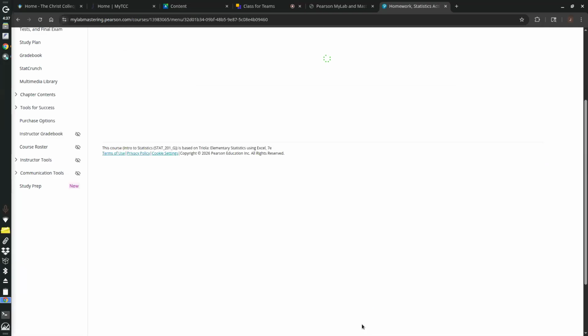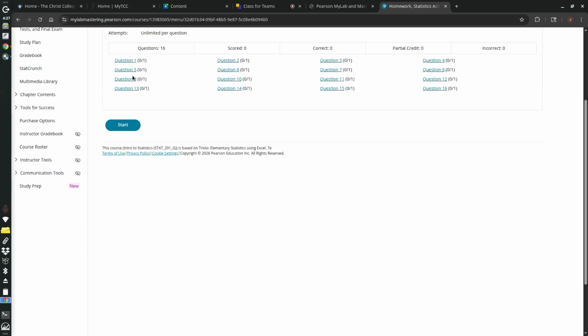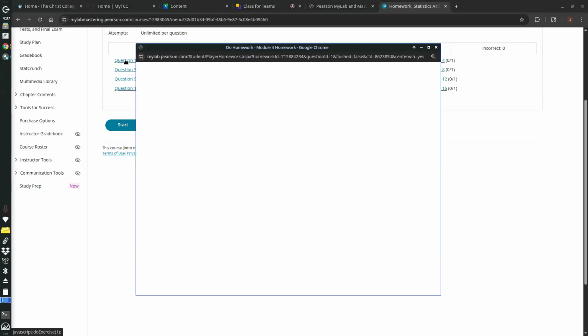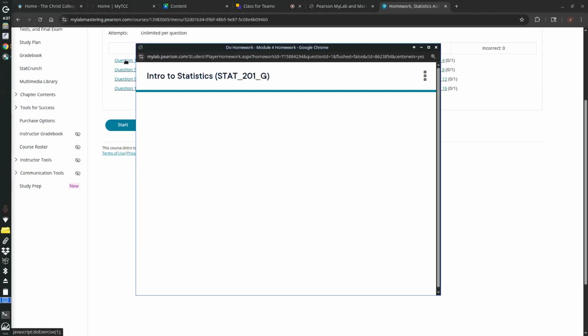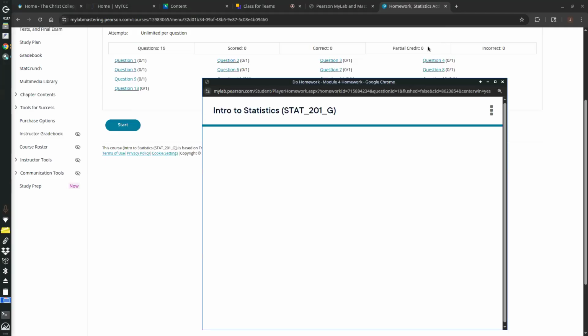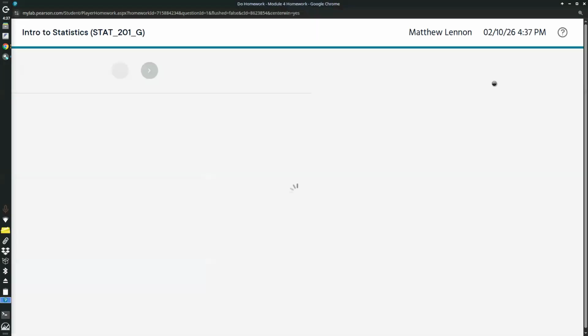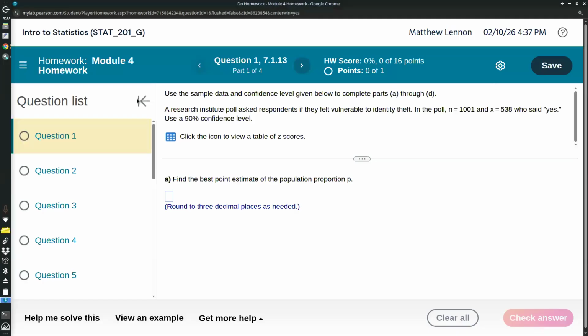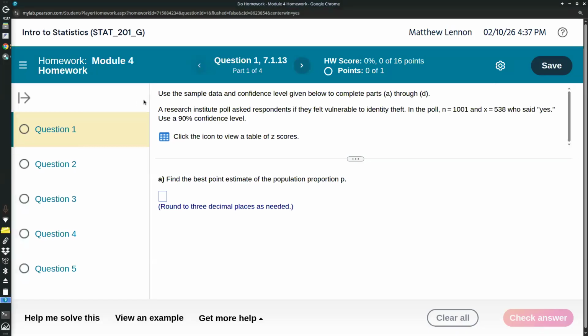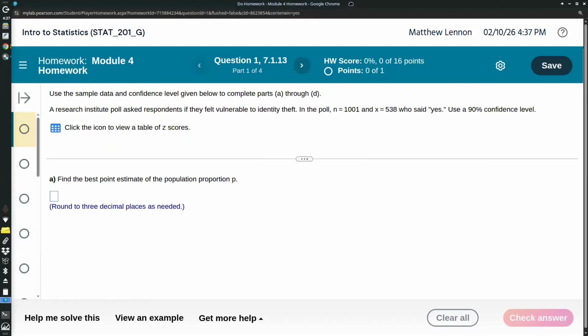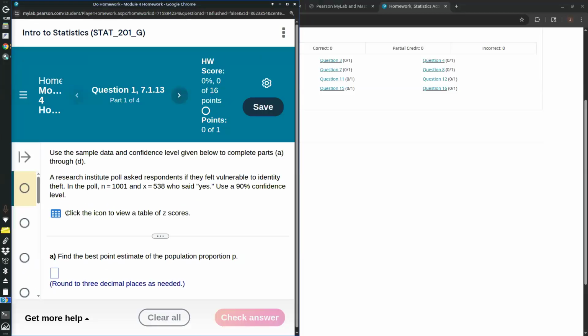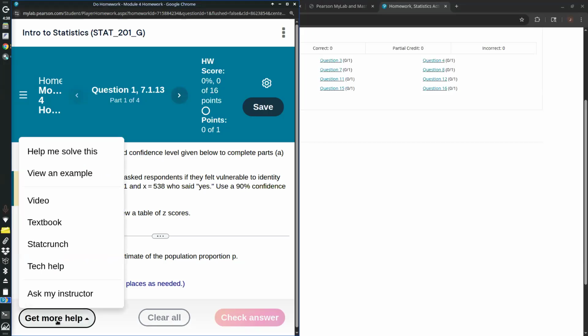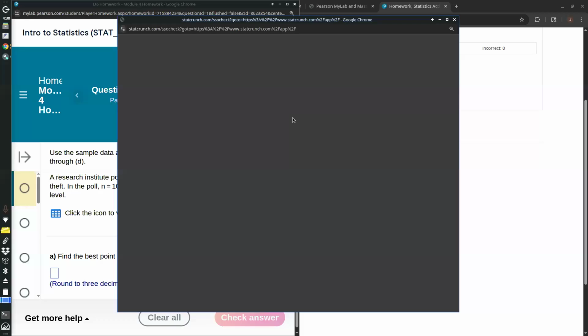Okay, homework 4. After all that. Okay. So again, I'll try to split this up into 2 halves because probably we'll be using StatCrunch. So I'm gonna open StatCrunch also and then just put that on the other half of the screen.